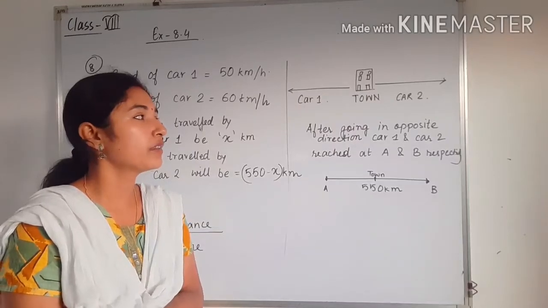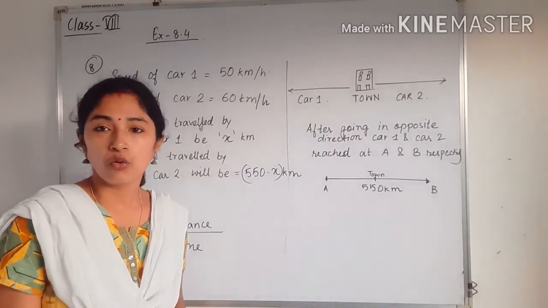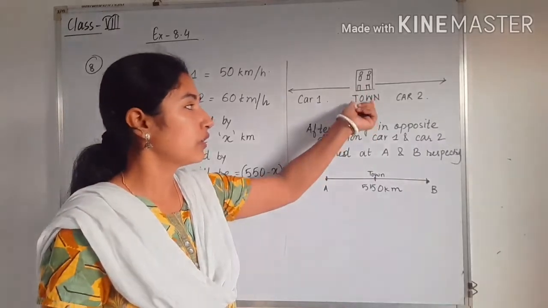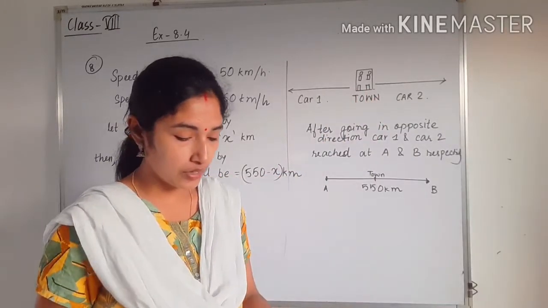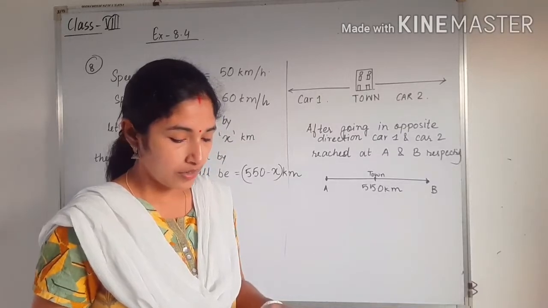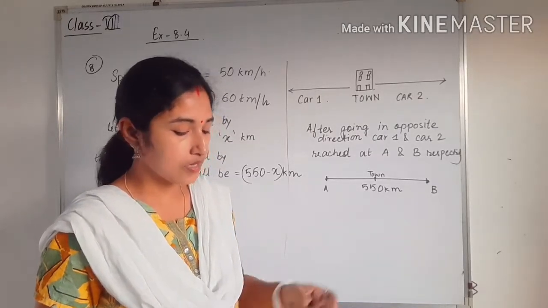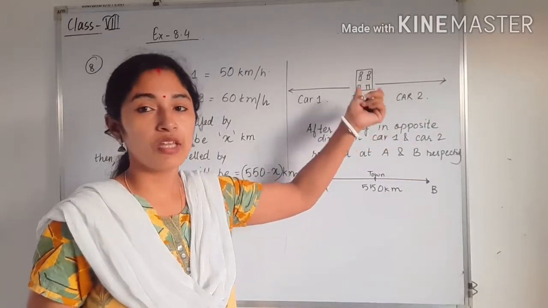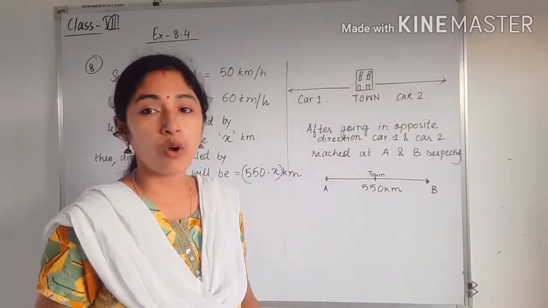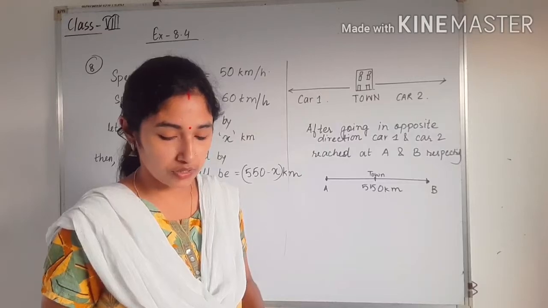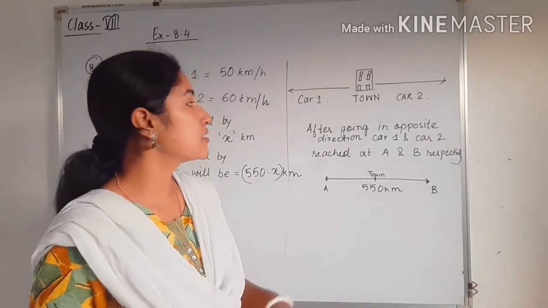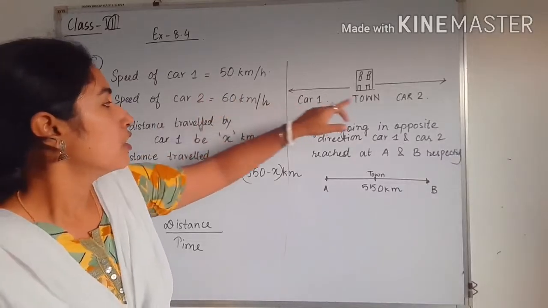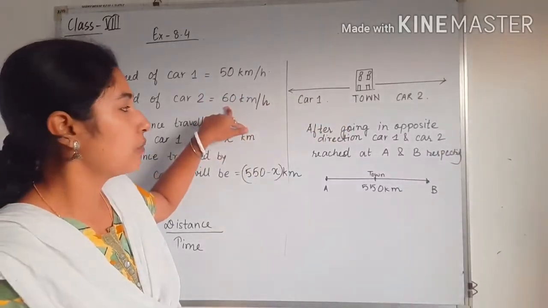it is given that there are two cars which are going opposite of each other. This is a town, and the two cars leave the town at the same time, going in opposite directions. The speed is given. Speed of car 1 is 50 km per hour and speed of car 2 is 60 km per hour.